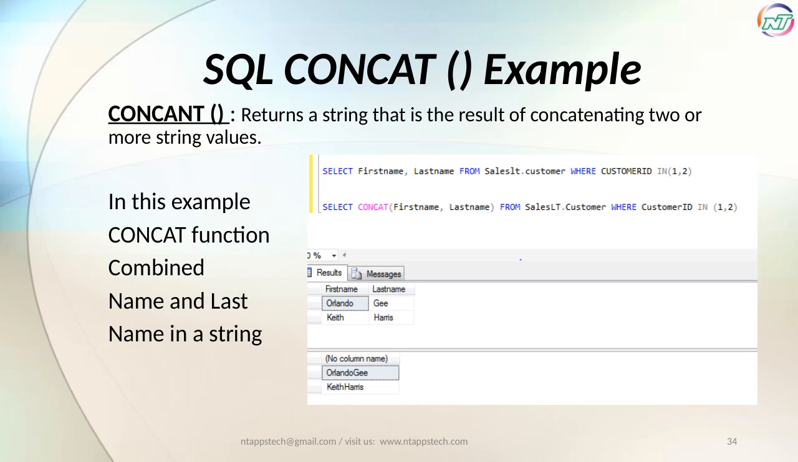Here we see how the concat function works by combining 2 string values into one. In this example, it merges the first name and last name of customers from a table where the customer IDs are 1 and 2. The highlight here is that instead of returning 2 separate columns for the first and last names, concat combines these into a single string for each customer, like Orlando Gee and Keith Harris. This is useful when you want to create full names or other combined text fields easily in your query results.